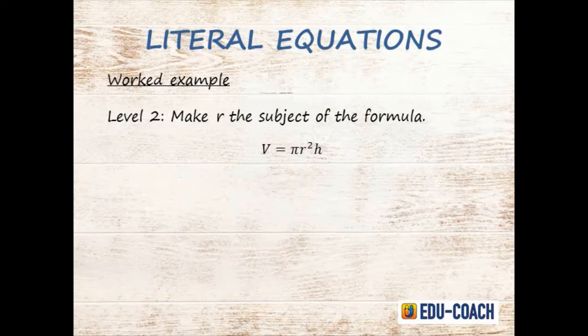In our next example, our formula is V is equal to pi r squared h, and this is the formula to work out the volume of a cylinder. We are asked to make r the subject of the formula. Take note that we have r squared. So we divide both sides by pi h to isolate r squared. So r squared is equal to V over pi h. Square root both sides of the equation, r is equal to the square root of V over pi h.